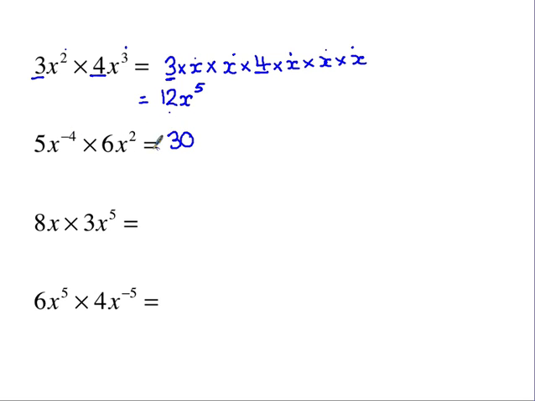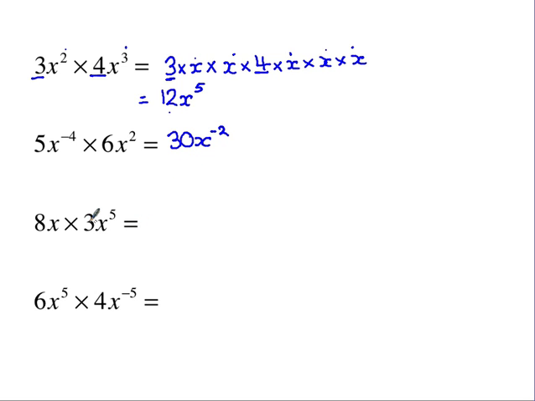So the next one, if we can just skip on, we've got 5 times 6, which will give me 30, and then we've got minus 4 add 2. If we start at minus 4 and add on 2, then that gets us back up to minus 2. So we've got 30x to the power of minus 2.